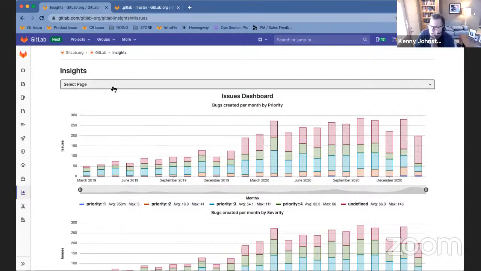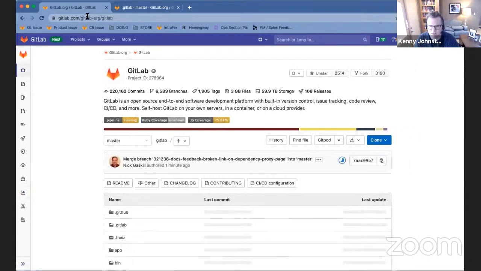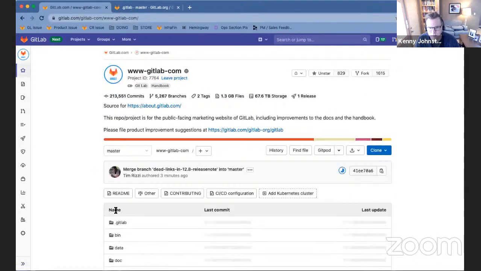Yeah, the insights one, I just know under the hood you customize. I'm trying to think of a project that has customized insights. I thought that GitLab com, this repo, I think, has customized insights.